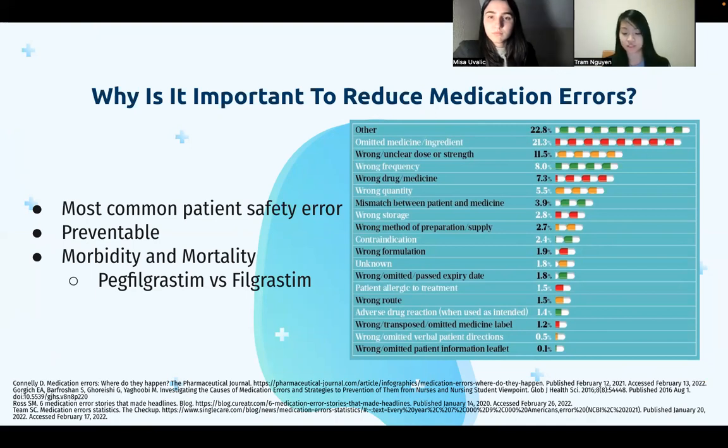One case of a medication error that has led to a fatality is a case involving the wrong medication. A patient was given pegfilgrastim, which is dosed weekly, instead of filgrastim, which is dosed daily. The patient was given 11 doses of pegfilgrastim and ended up dying due to acute toxicity.